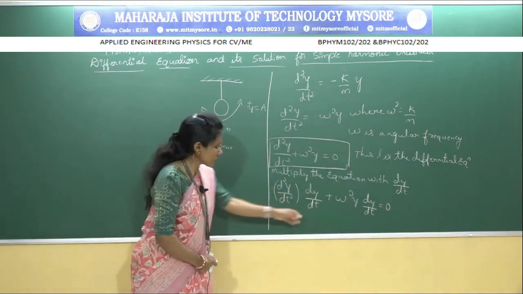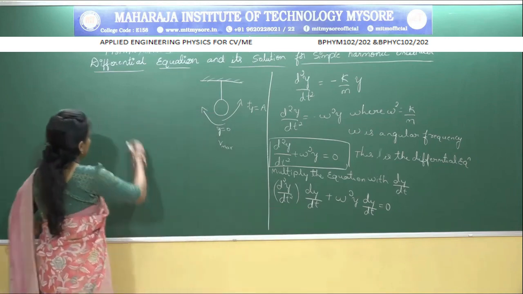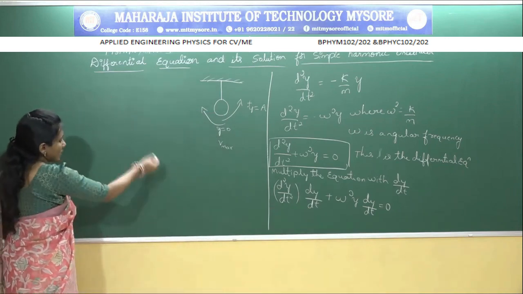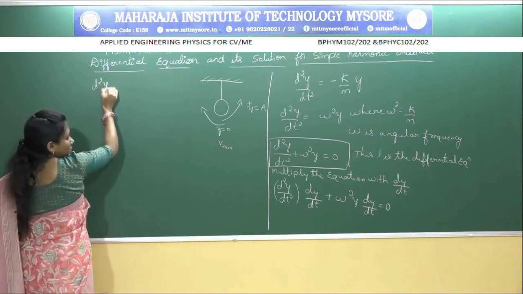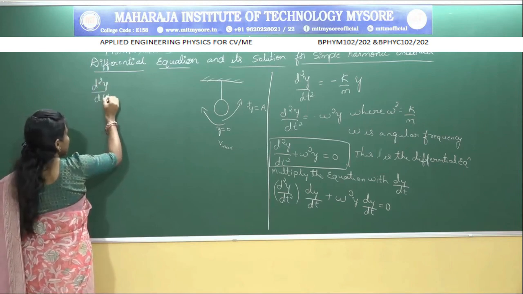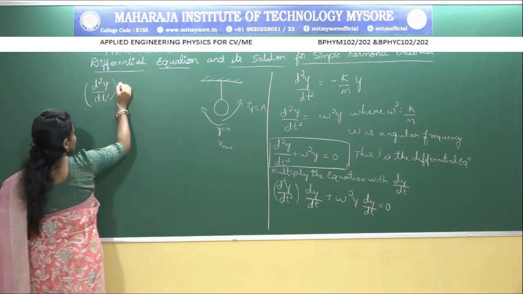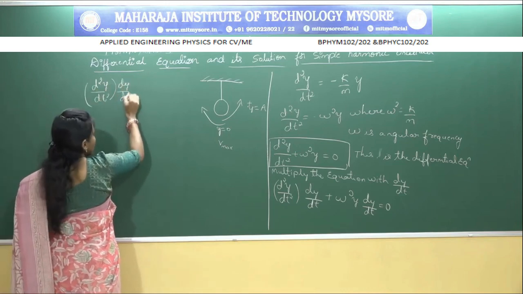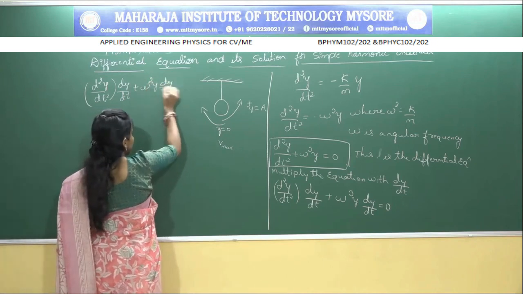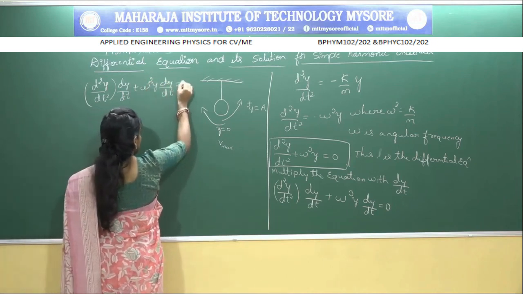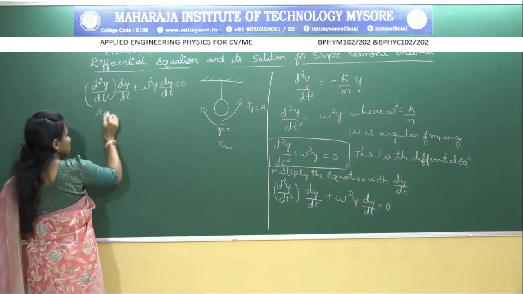Apply the integration to this equation. Write the equation once again: d square y by dt square into dy by dt plus omega square y into dy by dt is equal to 0. Now apply the integration.